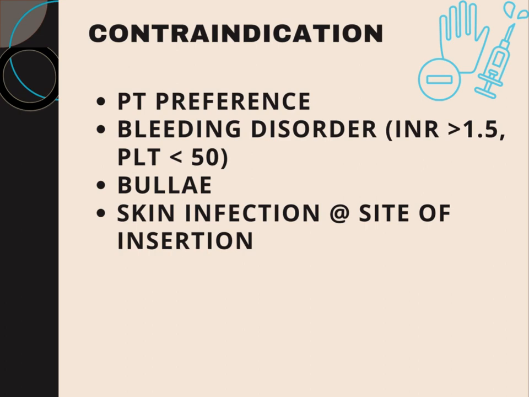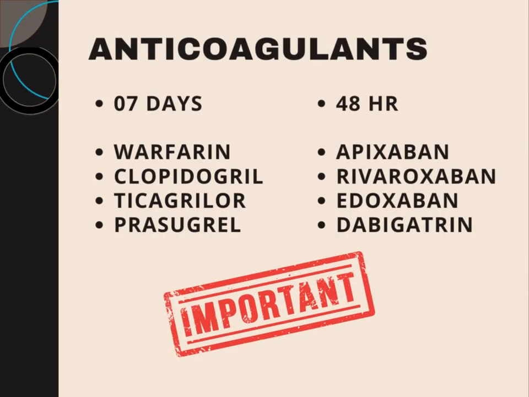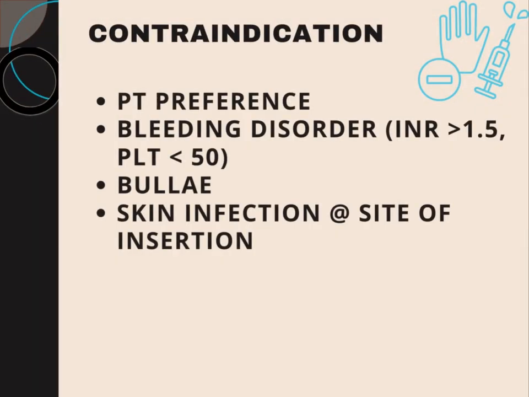Then consider bleeding disorders. If the patient is already on anticoagulants, you need to keep that in mind. The other thing is to always check the INR. If the platelet count is less than 50 or the INR is more than 1.5, you need to wait for a certain time. If the patient is already on anticoagulant medications, you need to withhold or suspend the medications and then recheck. Don't intervene on an urgent basis if it is not necessary, as that could complicate the procedure as compared to giving benefits to the patient.